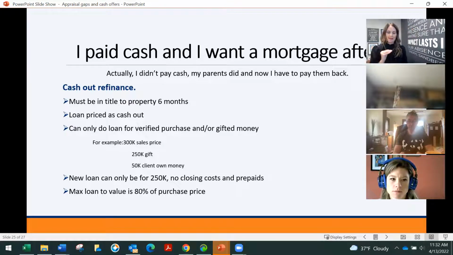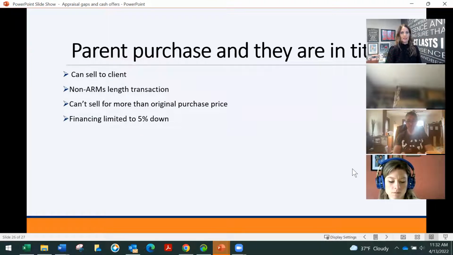So keep in mind that stings people sometimes because they want to pay whoever back. They can't do it unless they wait 6 months and pay a premium on the interest rate again. Now, here's kind of a way around it.